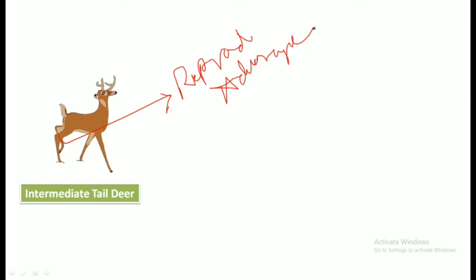so now they can survive for a longer period of time, and during this period of predation inside the deer population, as nature selects only the most favored organism, they are given the reproductive advantage. Okay, reproductive advantage, due to which they are producing more and more individuals of intermediate tail deer. As a result of this, the trait is selected by nature.